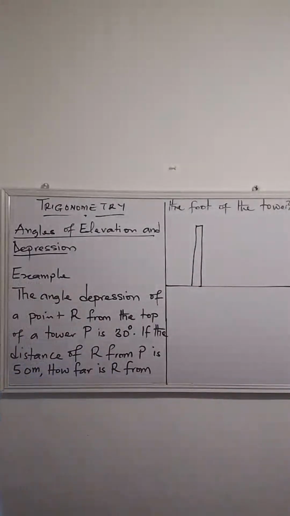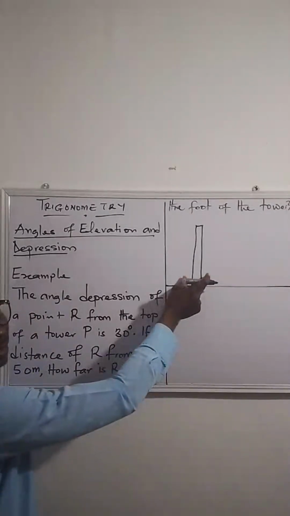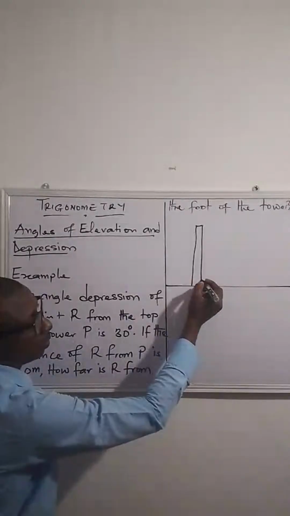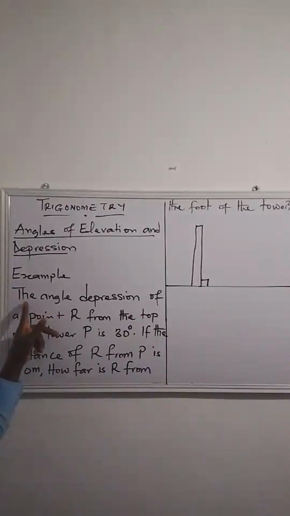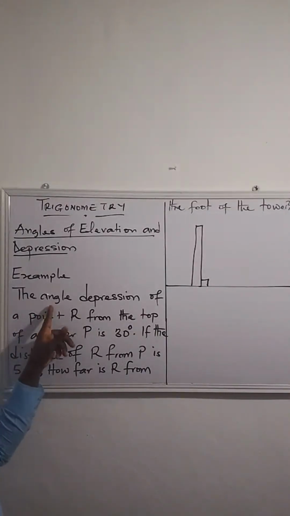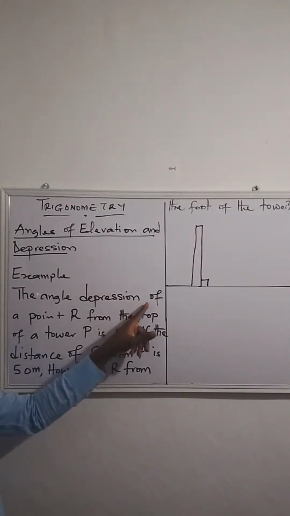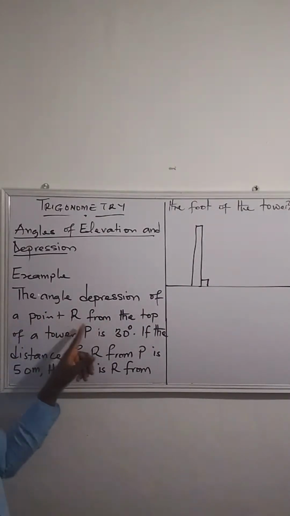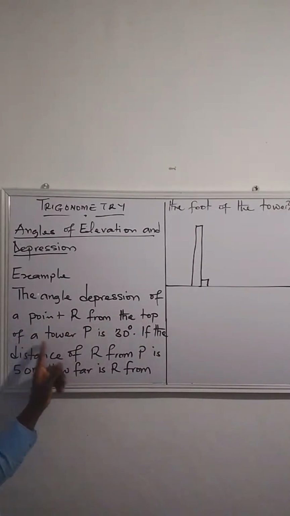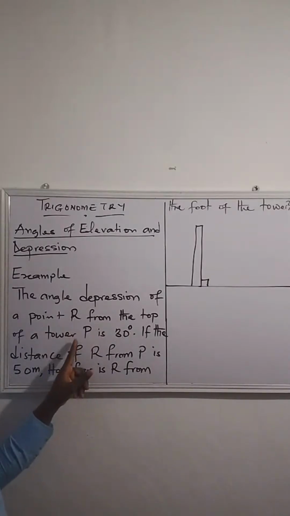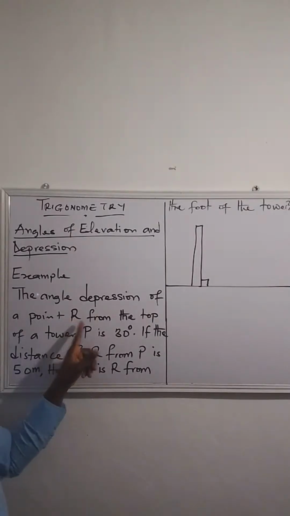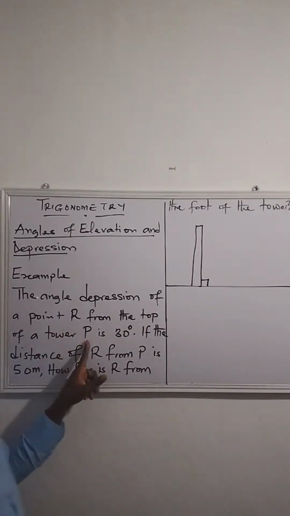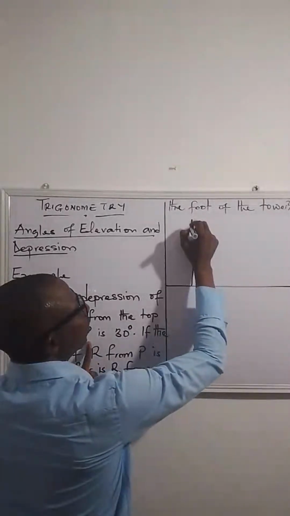This is the tower. Now, let's come back to the question. Anytime you have a tower, it is always perpendicular to the horizontal ground, and don't forget that. Now, the angle of depression of a point R from the top of a tower P. Top of a tower is P.